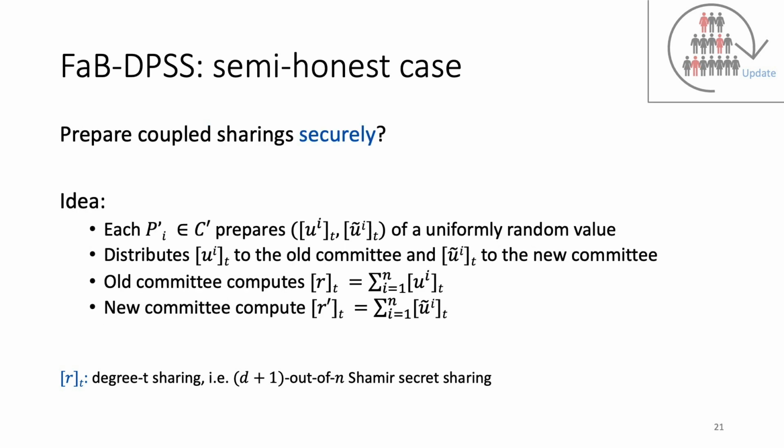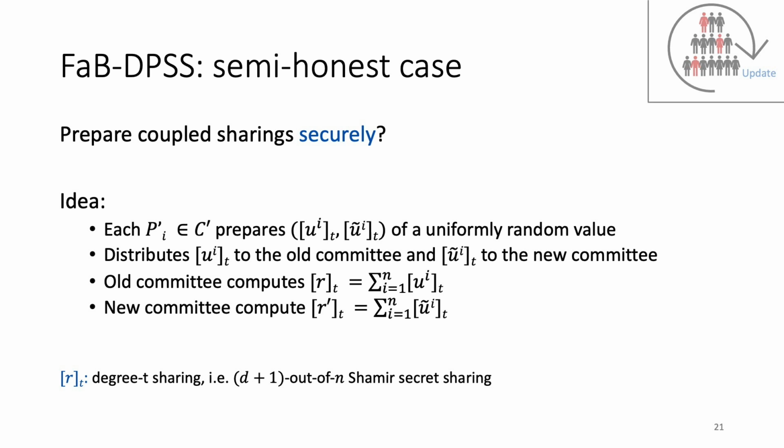The question now is, how can we prepare these coupled sharings securely? Because as you remember, we do not trust any single party in a committee. However, we do know that at least half of the committee is honest, right? So we do know that there are some honest parties. What we do is we have each party in the committee prepare a coupled sharing of a uniformly random value. And then we will again distribute one part of this coupled sharing to the old committee and the other part to the new committee. Now the old committee can simply compute the sum of all the sharings they received. Same for the new committee.